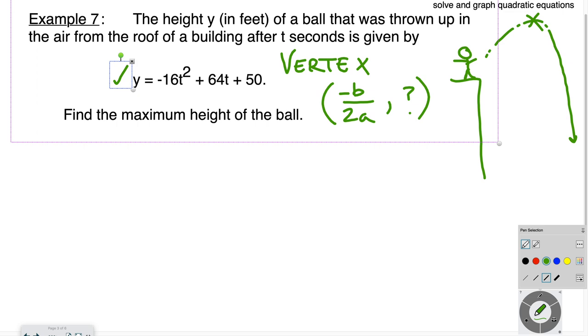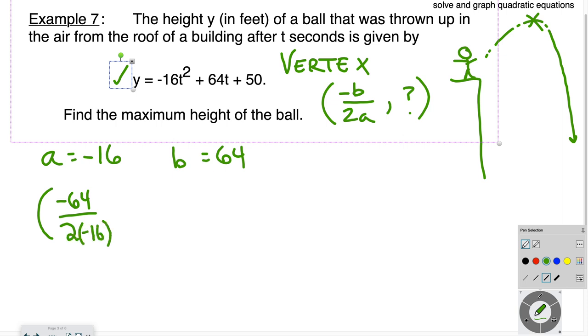So this intimidating looking question is really only asking us to find the vertex. Remember, A in this case is negative 16, B is 64. We don't even need C at the moment. We're going to use the relationship opposite of B, so negative 64 divided by twice A, which is negative 16 times 2, so negative 64 divided by negative 32. Negative divided by negative is positive 2. Good, Dimitri. Comma, question mark.